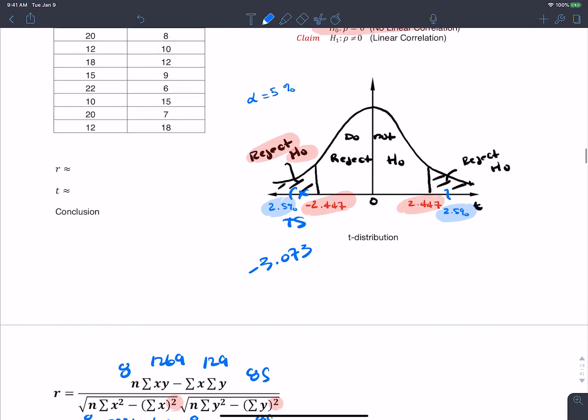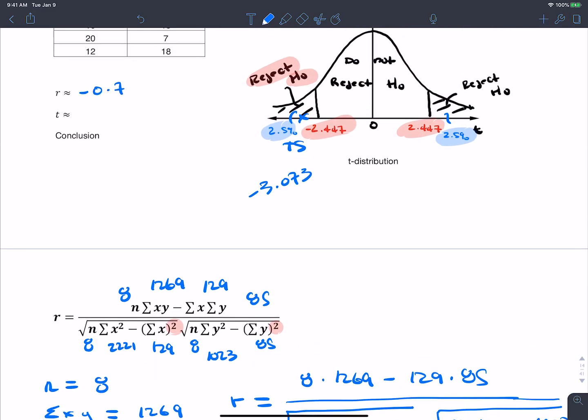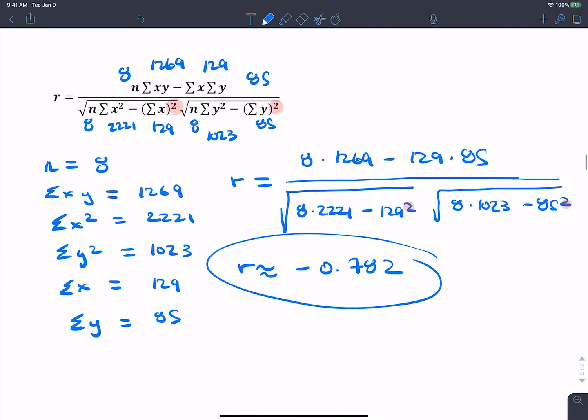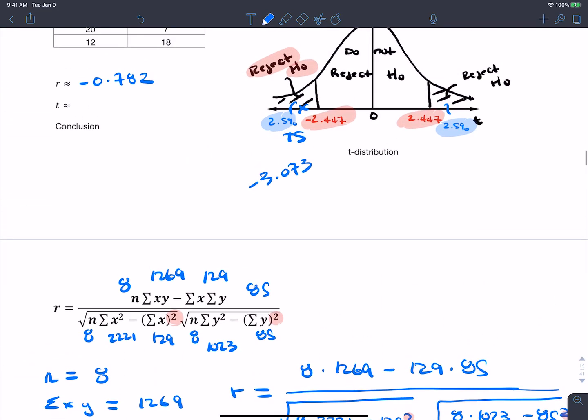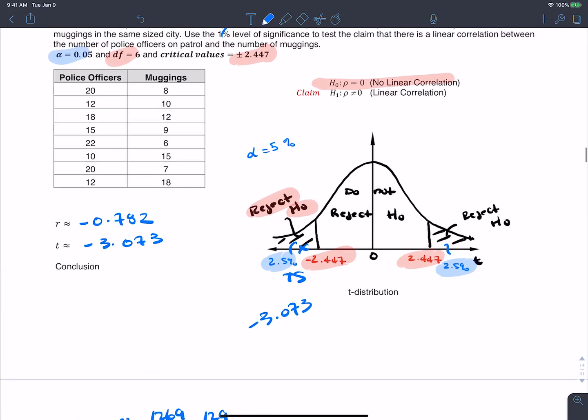So as we've been doing here, let me summarize this. The R value is negative 0.782. We've got a test statistic, negative 3.073. And our conclusion again is yes, the data suggests that there is a linear correlation. However, I'm going to remark here that there's a weak negative one. So I'm going to start to give you a little more information about how you want to do this, how you think about this.